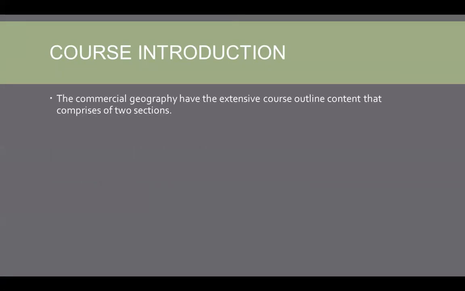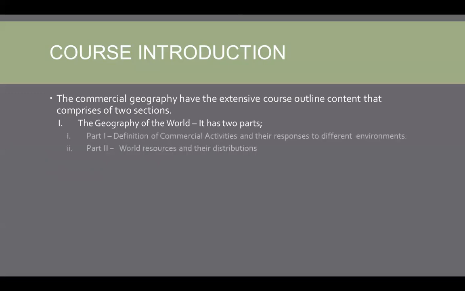Commercial geography has an extensive course outline that comprises two sections. Section number 1, the geography of the world, and it has two parts. Part 1, definition of commercial geography and its responses to different environments. The paper comes from that area as well. Part 2, world distribution and its resources. Then we have the second section, the geography of Pakistan.